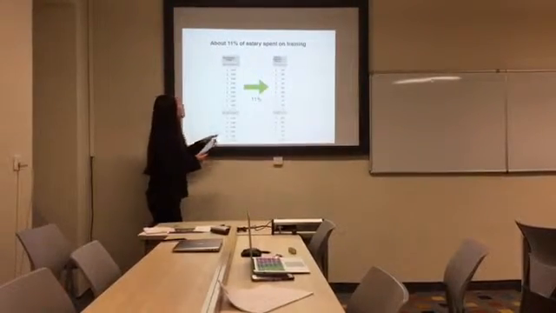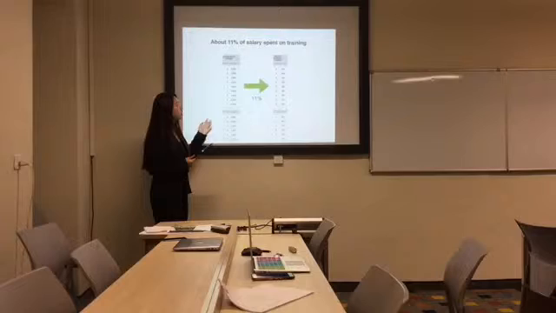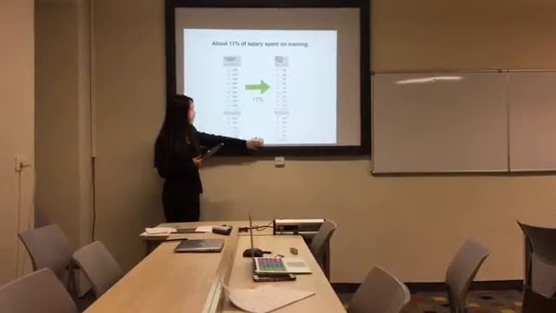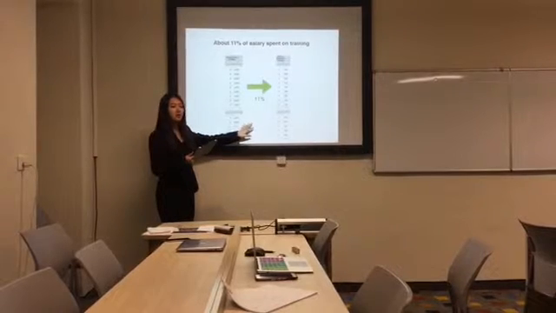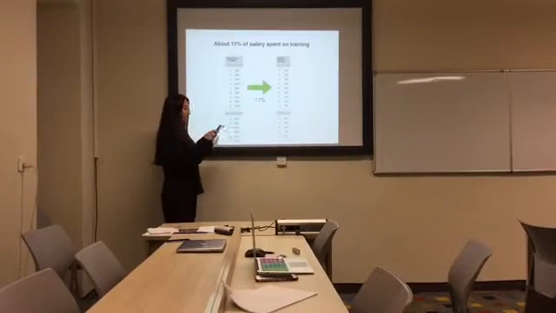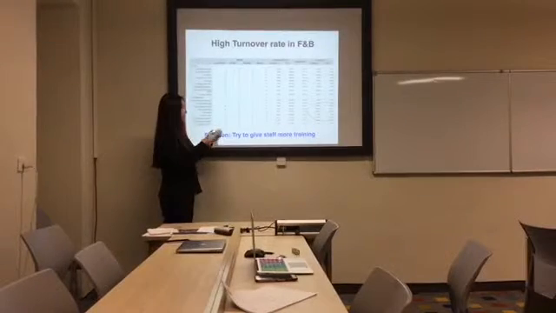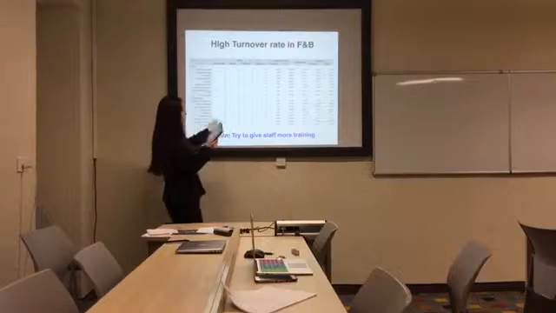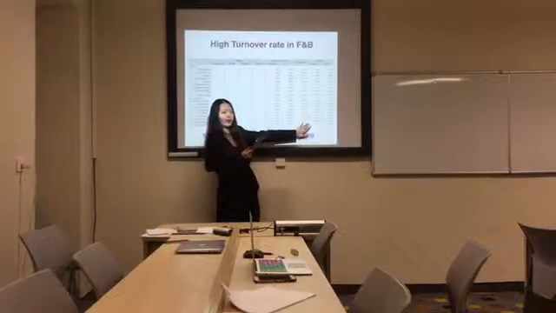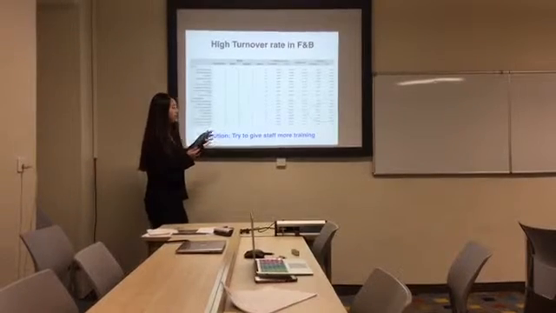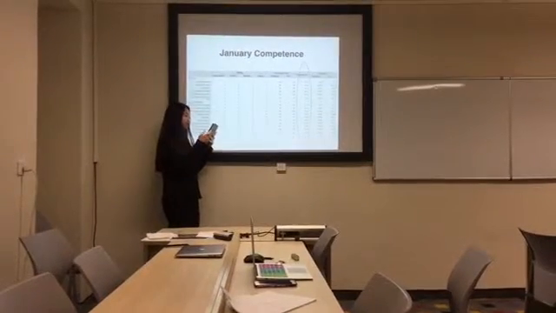Also, we spend 11% of the salary on the training part. We think this is too high. If we were doing the simulation again, we should reduce the cost. Also, for F&B, we have a high turnover rate. So we should try to give staff more training.